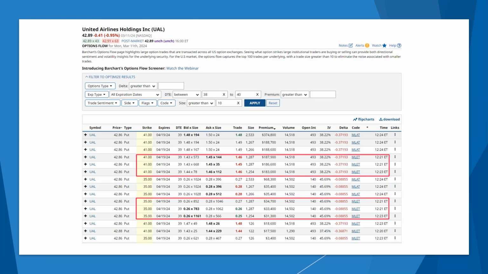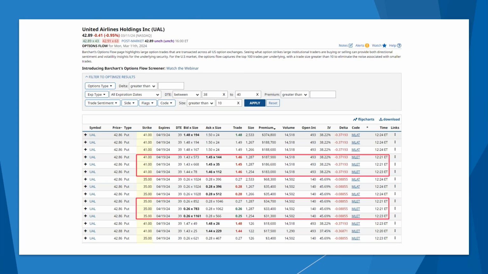Now, the trade sentiment here, let's look at this. First of all, the first one, the 41 strike, we're buying the ask of the higher put, $41. And it is in red, which means that it is a bearish sentiment. And notice the lower, right? We're selling the bid of the lower strike put. That's the $35 strike. Now notice that the sentiment here is bullish, right? Because we're selling a bid.